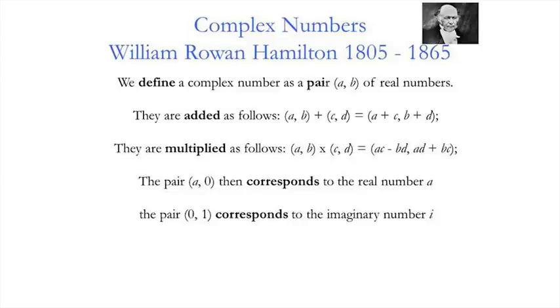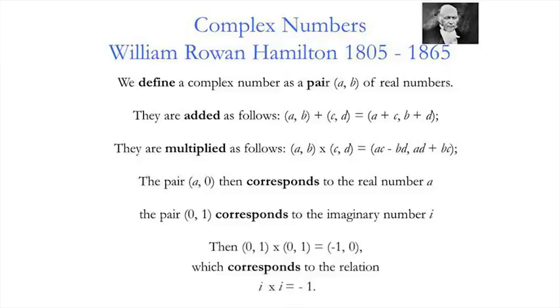Now, if it does correspond to the imaginary number i, what property should it have? It should have the property that when multiplied by itself, it gives you -1. That's what i does. So let's take this pair (0, 1), multiply it by itself according to this rule, and see if it comes up with the answer -1, that is (-1, 0), because that's corresponding to it. And it does. Because if you take this pair (0, 1) times (0, 1), apply this rule for multiplication, what you get is that the first entry is -1 and the second entry is 0.